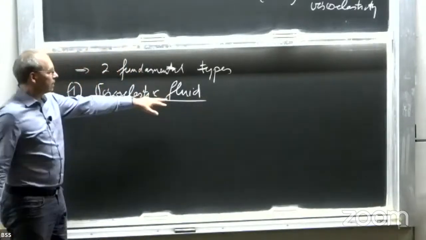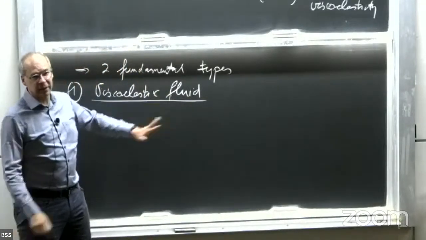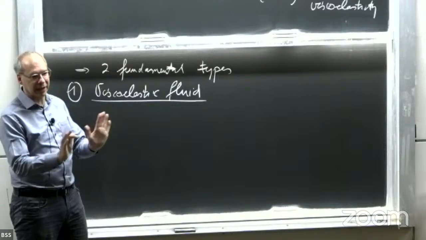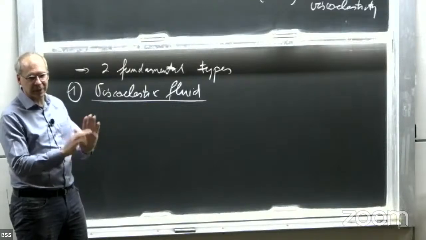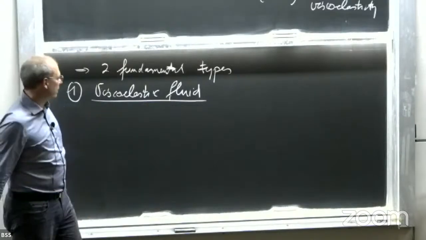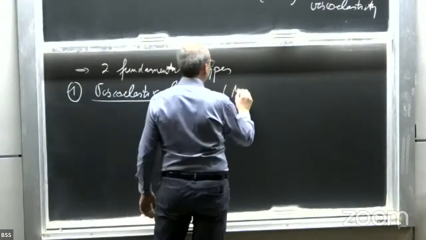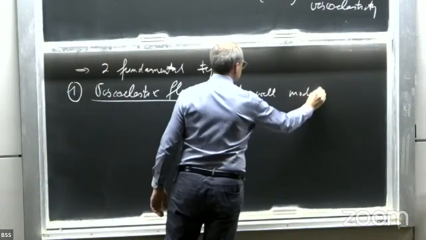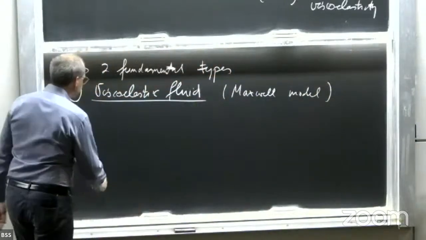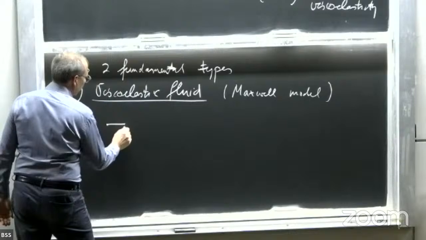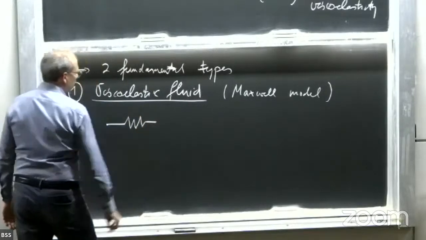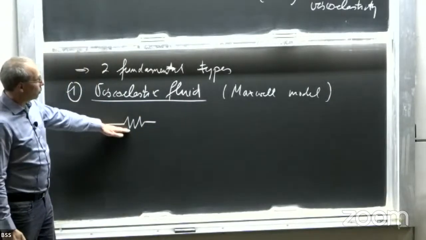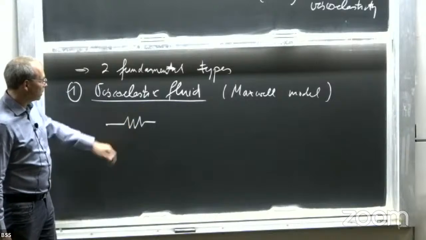Which means that we make a decision that in the long run, it's still a fluid, okay? So it will never stop relaxing somehow if I pull on it. And that's the famous Maxwell model. And it's simple. What we do is we take a spring, which is our Hookean solid.